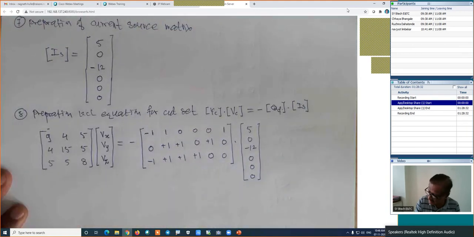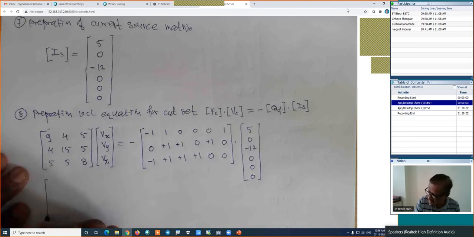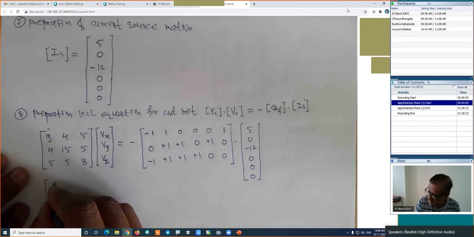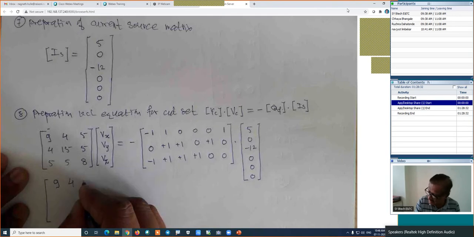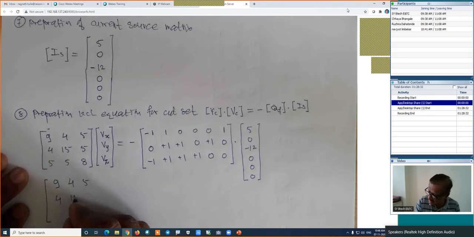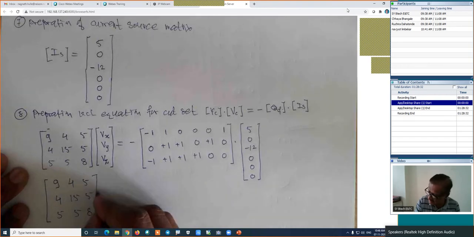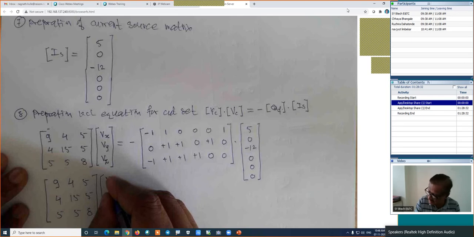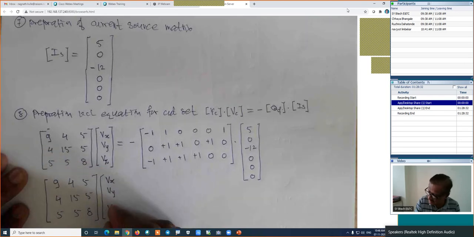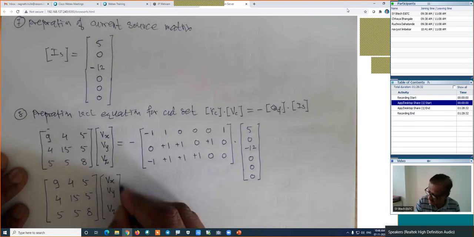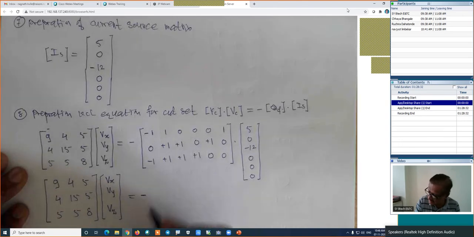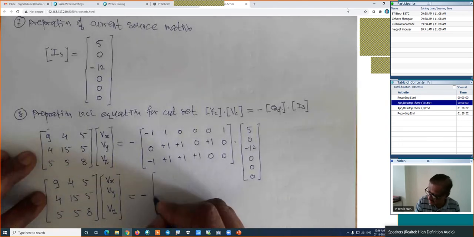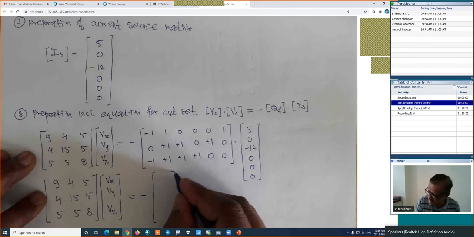Is it right? If we are doing this calculation, this matrix I will keep as it is. It is 9, 4, 5. This is 4, 15, 5. This is 5, 5, 8. And this value is Vx, this is Vy, and this is Vz, which is equal to. Here this minus sign I will keep as it is, and I will find out these values.